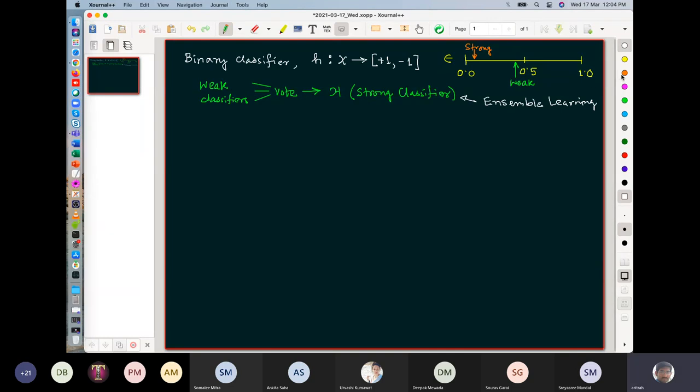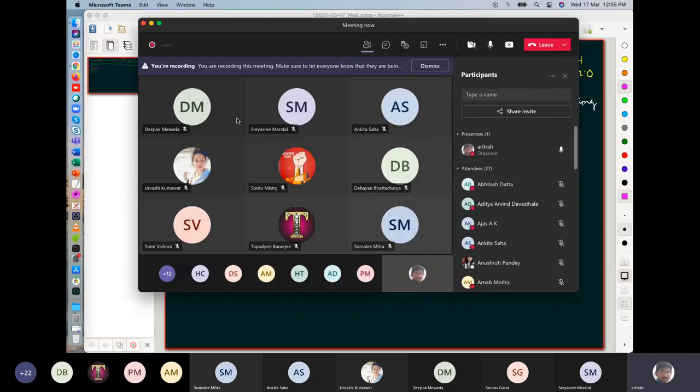Now, why we thought about such a process is that though our classifier is weak, suppose in this space we talk about three weak classifiers. This is my total space, and these are the points where the first classifier H1 is wrong. This is the space where H2, the second classifier, is wrong. And this is the space of points where H3, my third classifier, is wrong.